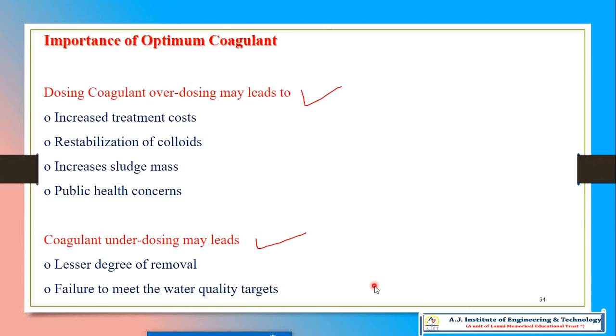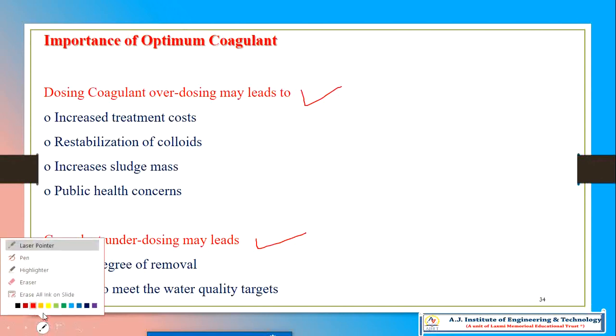For example, you are having a raw water sample with 100 NTU turbidity. Your target is to remove till 5 NTU. From 100 to 5 NTU, that means almost 95 NTU you have to remove. But if you are giving a lower dosage, then it may not be removed. The target is not achieved. So that is what happens with lower dosage. I hope you got it. What happened if dosage is over, or what happened if dosage is higher.